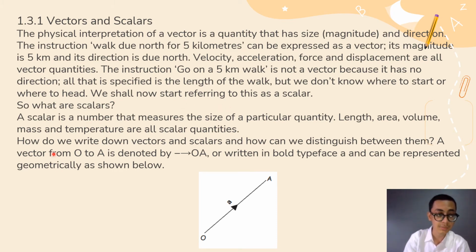So what is a scalar? A scalar is a number that measures the size of a particular quantity. Length, area, volume, mass, and temperature are all scalar quantities. How do we write down a vector and a scalar, and how can we distinguish between them? A vector from O to A is denoted vector OA, written in bold typeface a, and can be represented geometrically as shown below, like this picture.